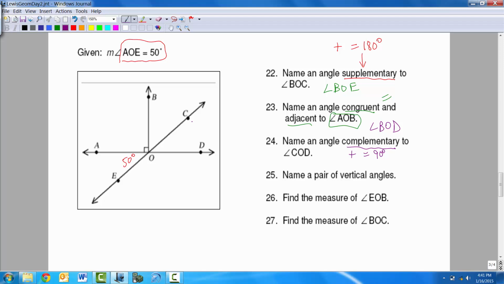All right, so C to O to D. Let's go back to red so we can see that. Angle COD is this angle. Now, we just went over that. If this is 90, this is 90. So who is complementary? Almost said the wrong word. Complementary to this angle. This one right here.